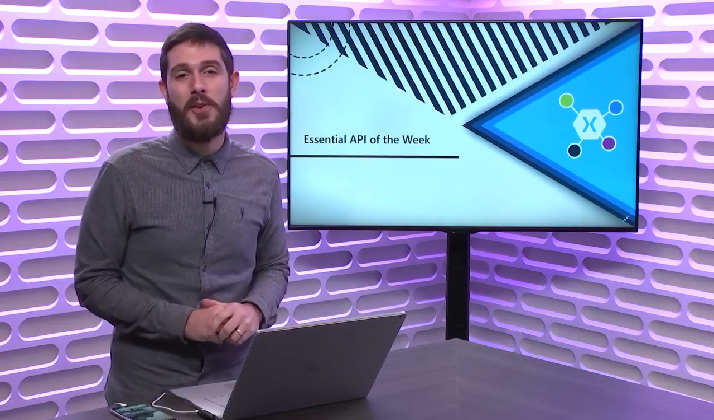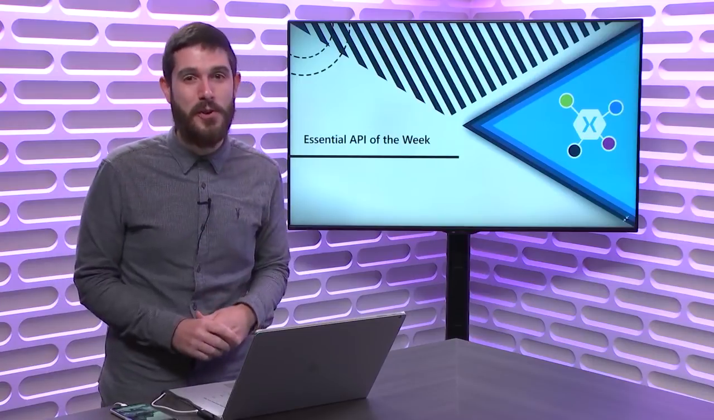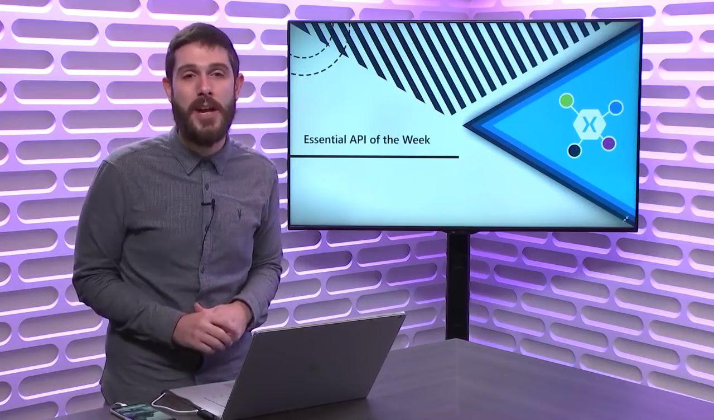On this week's Xamarin.Essentials API of the Week, we're going to take a look at geocoding, enabling you to geocode or reverse geocode to and from address and location. So tune in.